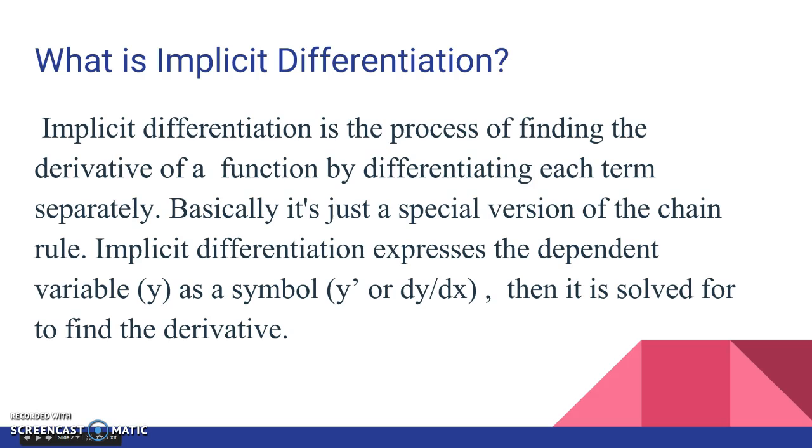What is implicit differentiation? Well, implicit differentiation is just the process of finding the derivative of a function by differentiating each term separately. Basically, it's a special version of the chain rule. Implicit differentiation expresses the dependent variable, y, as a symbol of y prime, or dy over dx. Then, you solve to find the derivative by moving dy over dx to one side.